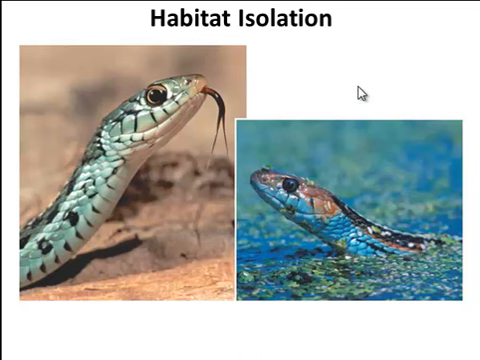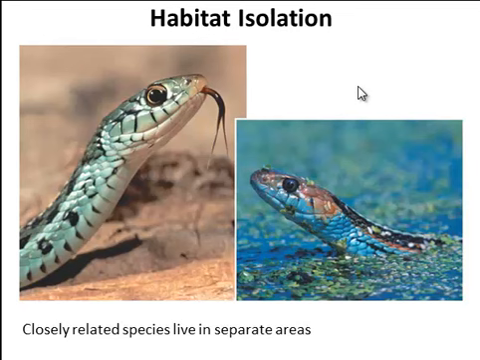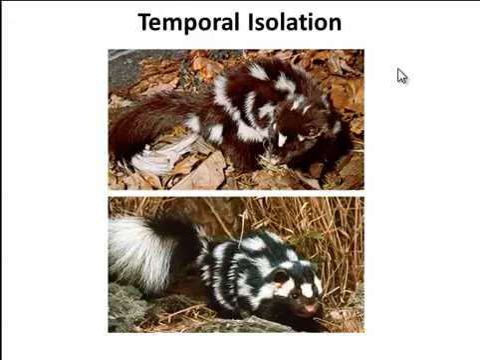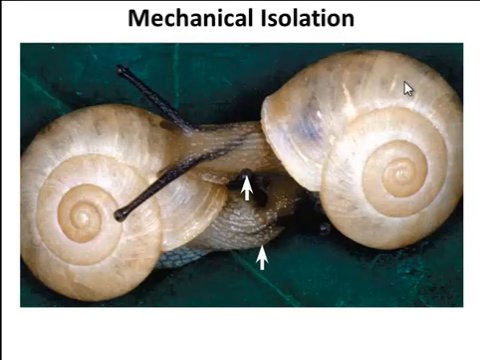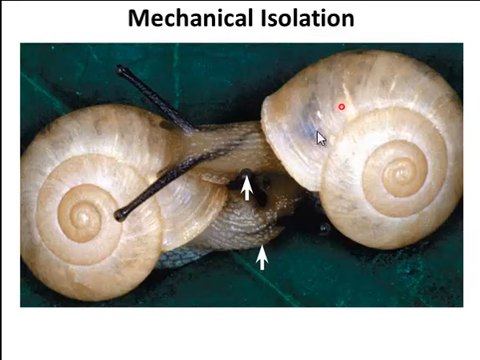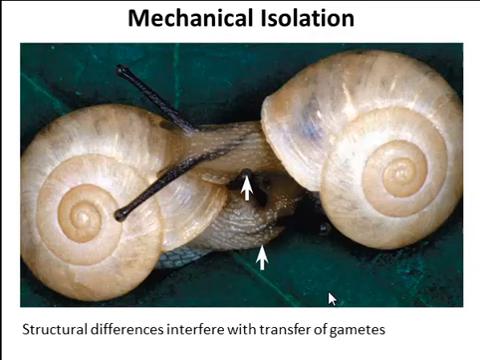Habitat isolation is one example of a prezygotic mating barrier. These snakes are closely related, but because one lives on land and one lives in the water, they are isolated from each other and do not reproduce. Temporal isolation is also prezygotic. These two skunk species reproduce at different times of the year, effectively isolating them reproductively. Sometimes the parts of different species just don't work together. These two snails are separate species because the orientation of their shell prevents the gametes from actually getting together.